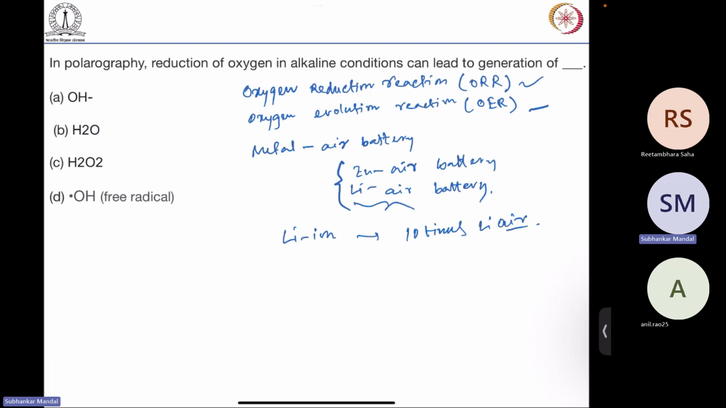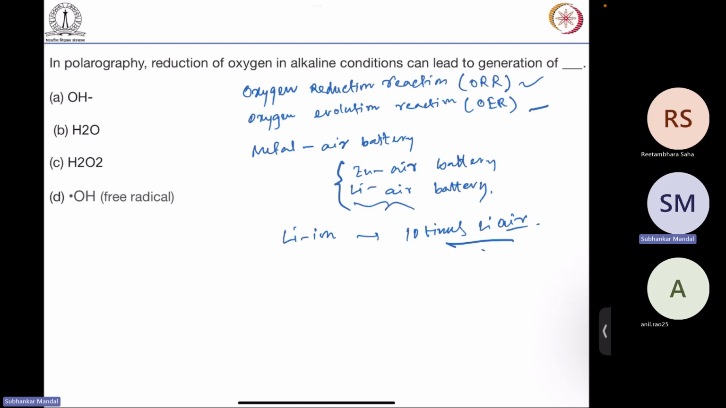Although this lithium air battery is not commercialized yet, if it is commercialized, it will happen like this: if a lithium ion battery runs in your cell phone for 1 hour, then a lithium air battery will run for 10 hours. It will have huge capacity, and in electric vehicles it will be highly progressive.